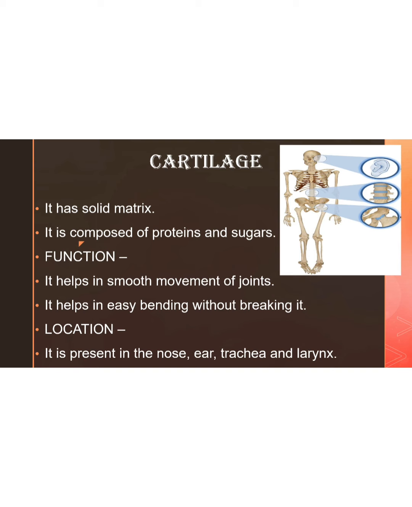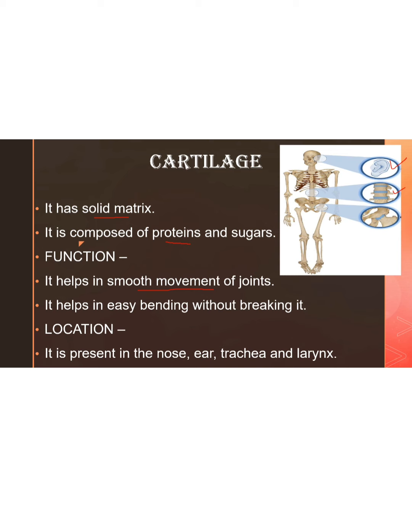Again, the structure we have seen in the earlier slide, and it also has a solid matrix composed of protein and sugars, and it helps in smooth movement of joints. As you know, these are present in the ear. You see the diagram, they are present in the backbone, in between the joints. You should know that your full backbone is made up of bone, but one bone and the other bone are joined by a small cartilage here. Okay, so this cartilage also plays a very important role in formation of the backbone.